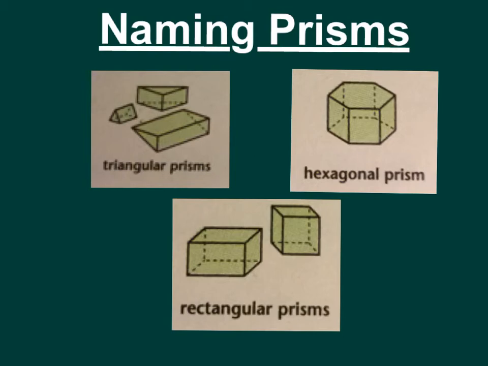When naming prisms, it's important to recognize the shape of the prism's base. Look at these three examples. We have triangular prisms, hexagonal prisms, and rectangular prisms. Each of these prisms are named after the shape of its base. When I look at the triangular prisms, I notice that its base is in the shape of a triangle. Looking at the hexagonal prism, its base is in the shape of a hexagon. And looking at the rectangular prism, its base is in the shape of a rectangle.